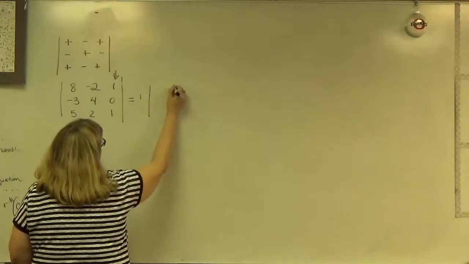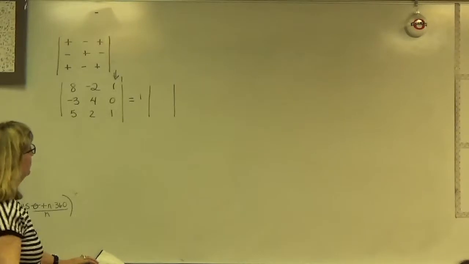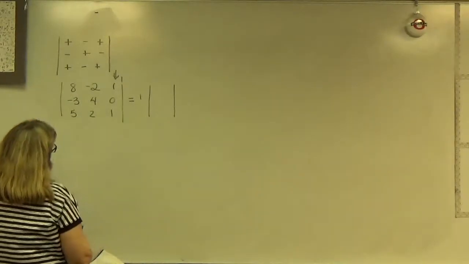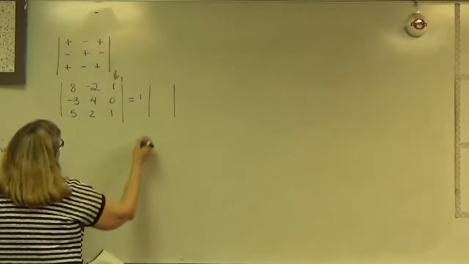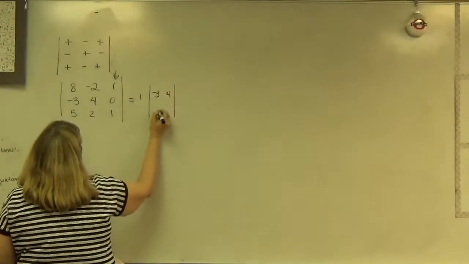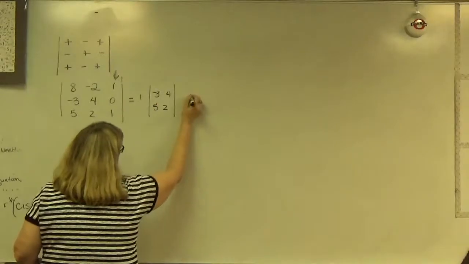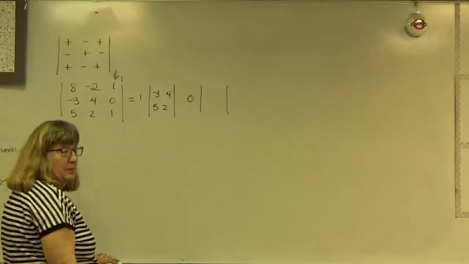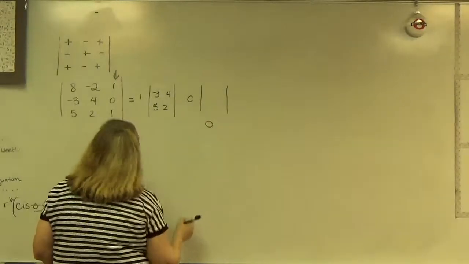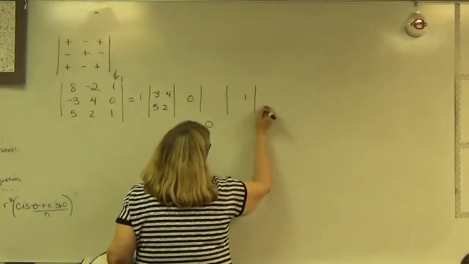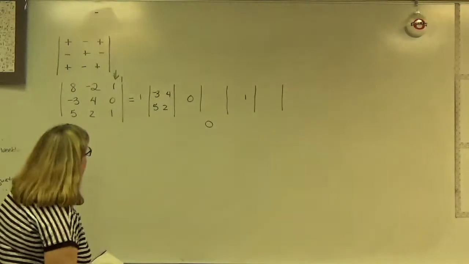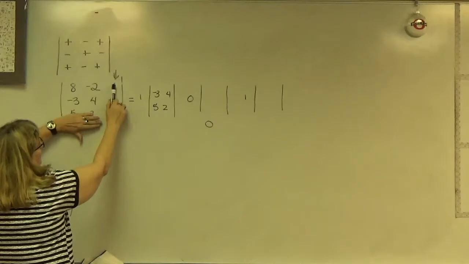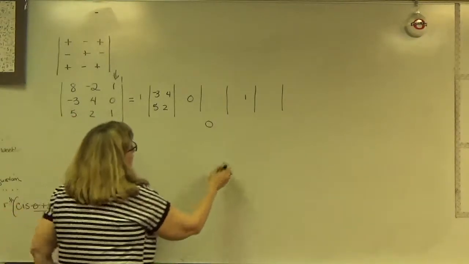1 times, Robert, what would I have left when I cover up that last row, first column of that? Negative 3, 4, 2, 5 and 2. The next number is 0. Do I really have to write this down? No. Because 0 times anything is 0. The last one is a 1. Aaron, covering up the row and the column that that 1 is in, what's that leave me? 8, negative 2, negative 3, and 4.